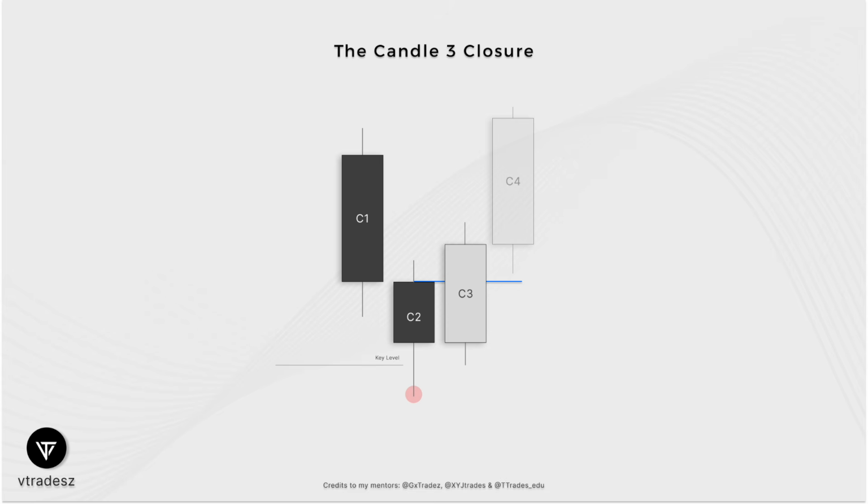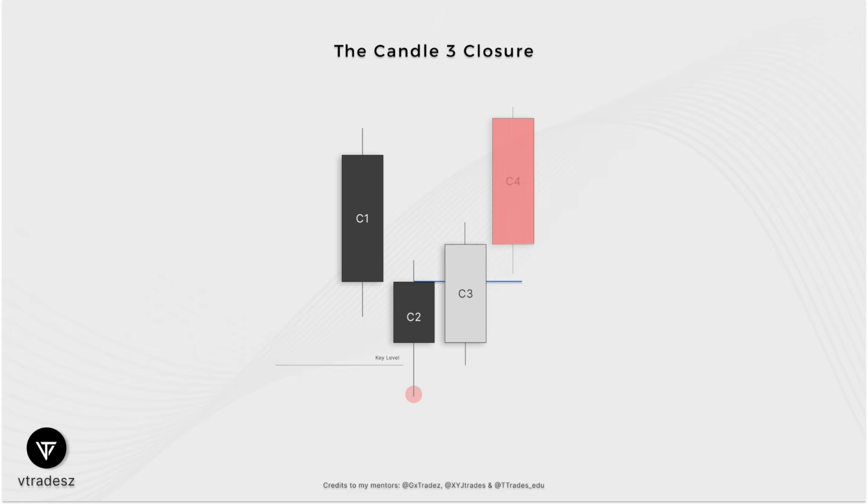Two, the candle 3 closure. Sometimes, candle 2 doesn't close back inside the range. It sweeps liquidity, but closes outside. Is the trade dead? No. We wait for candle 3 to close. If candle 3 engulfs candle 2, or closes strongly in the opposite direction, that becomes our confirmation. We treat that as a candle 3 closure, which confirms a swing, and we can then look to trade candle 4.